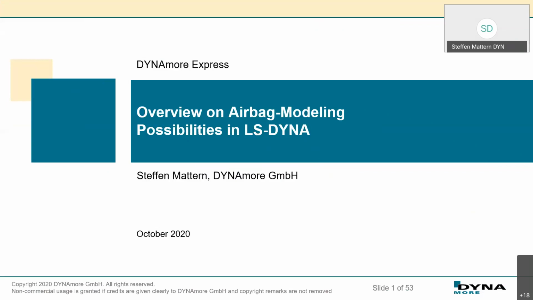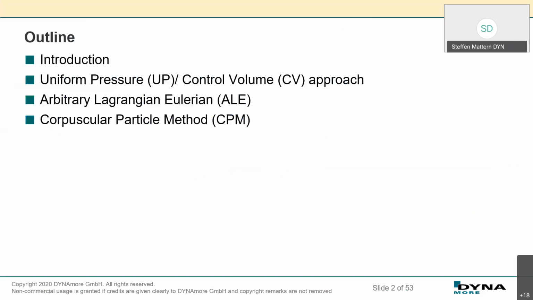Today, we will start with a short introduction, followed by a comprehensive presentation of the 3 airbag modeling techniques available in LS-DYNA. These are the uniform pressure approach, sometimes also referred to as the control volume method. Second, the arbitrary Lagrangian Eulerian method, and finally, the corpuscular particle method.